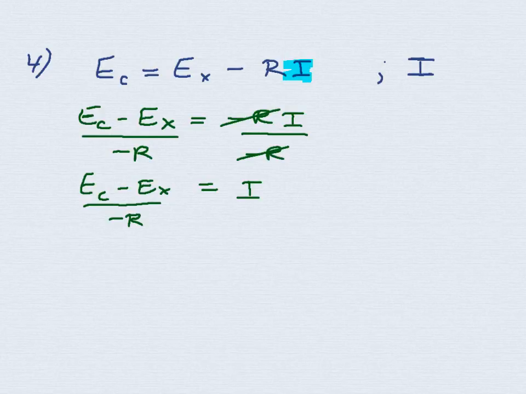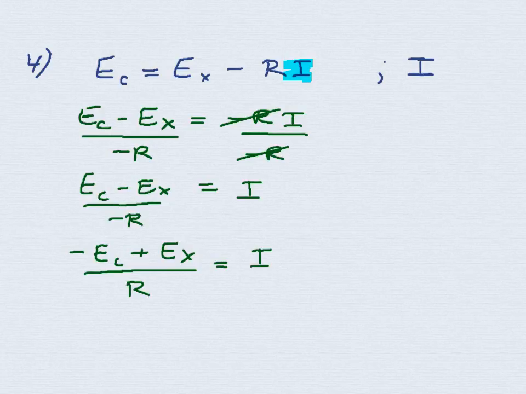So a positive EC times a negative is going to become a negative EC. A negative EX times a negative is going to become a plus EX. On the bottom, a negative R times a negative 1 is going to become an R. And that changes your format to be proper.